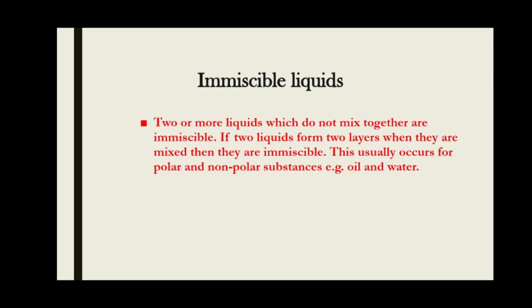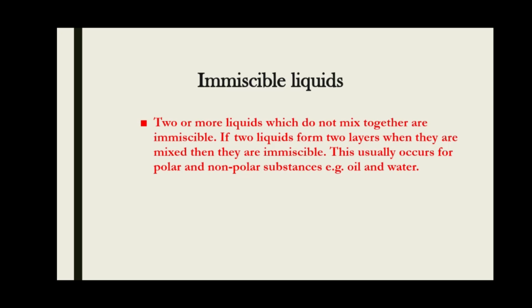For example, in daily life, what happens when you use kerosene and water? If you take a flask, pour in your water, then pour in your kerosene, what will happen? These two substances will form two layers. They never mix with each other. And why does this happen? Because water is a polar molecule and oil is a non-polar molecule, so these two will form layers on top of each other. This usually occurs for polar and non-polar substances, as explained already, that's oil and water.